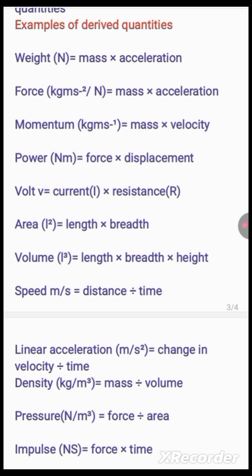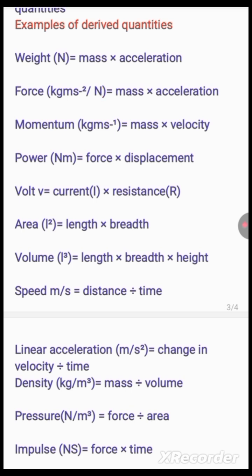Then speed is also a derived quantity. It is gotten when the distance moved by an object is divided by the time taken to cover that distance. Its unit is meters per second. Linear acceleration.